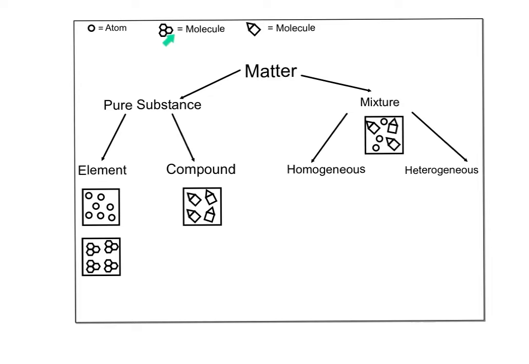Just some vocab. This is a molecule, this is a molecule. So molecules are multiple atoms bonded together. Those atoms can be the same type, like this guy, or different types, like this guy. An atom is just one tiny simple particle not bonded to anything.